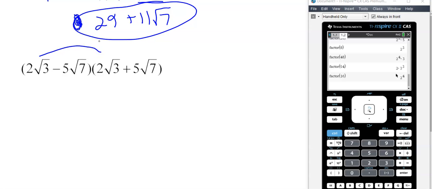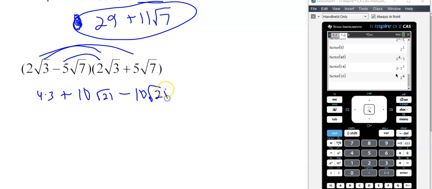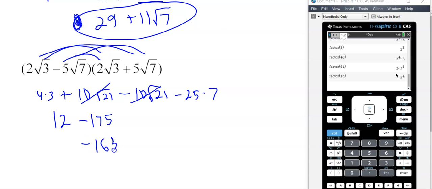So this could be 2 root 3 times 2 root 3 is 4 times root 9, which is 4 times 3, plus 10 times root 21 minus 10 root 21. Oh, that's interesting. Minus 25 times 7 or root 49. So this is then being 12, that is 0, minus 175, so that'd be negative 163.